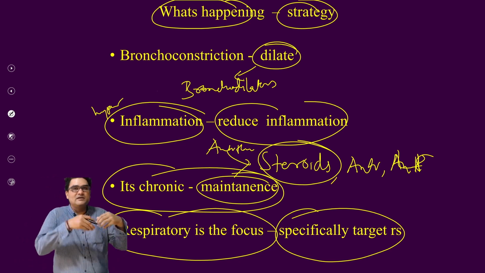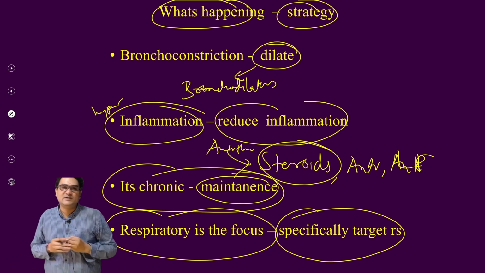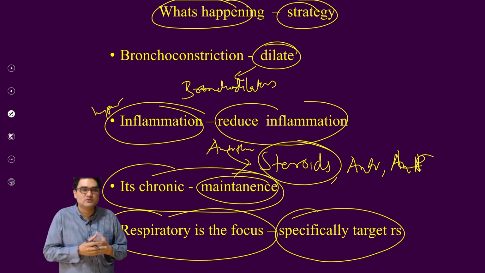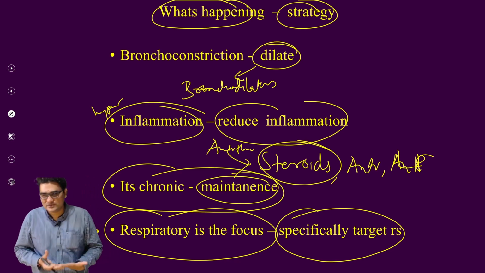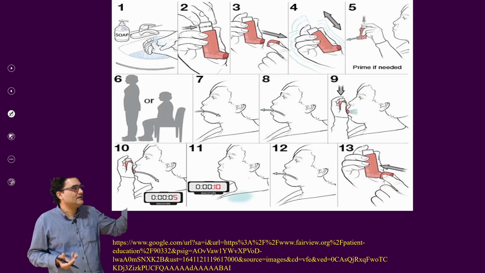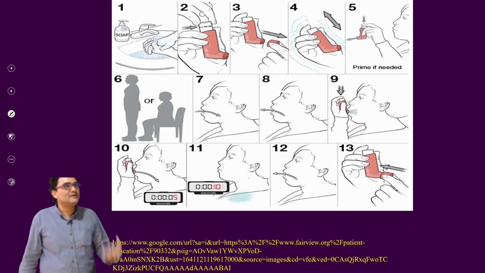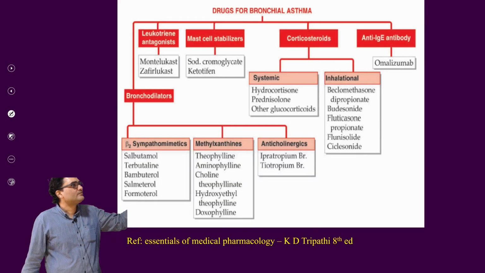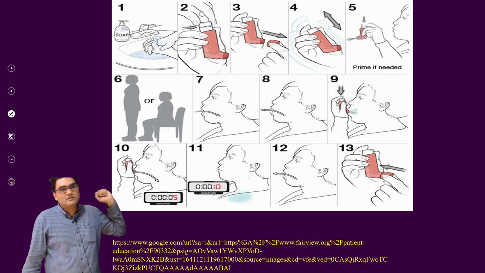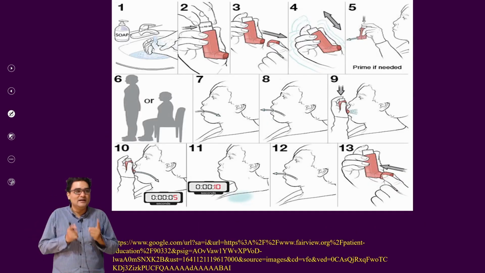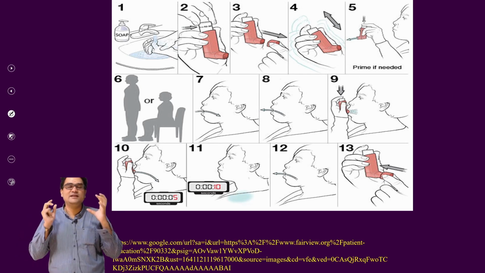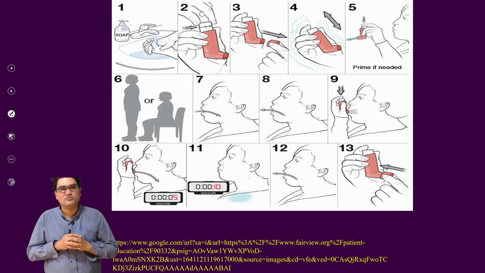drugs which are directly given into the respiratory system. The term we commonly use specifically is inhalers. They are known as metered dose inhalers. Okay, so we use metered dose inhalers. In bronchial asthma, the inhalational group of drugs plays a very important role in the treatment.